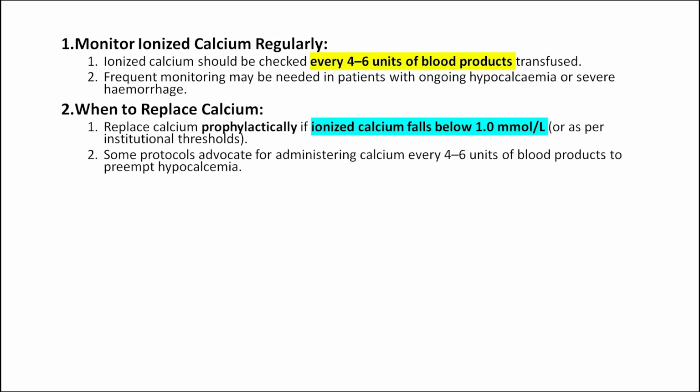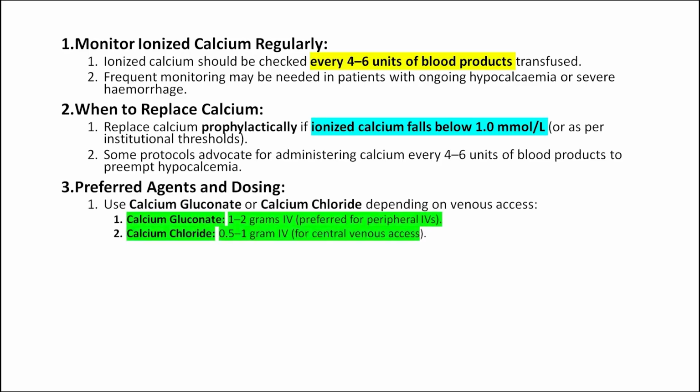There are many ways that we can give calcium, either by calcium gluconate or calcium chloride. Remember, when you're giving calcium chloride, it is for central venous access because it's too painful. Okay, so that is the reason calcium chloride is usually not routinely available. Calcium gluconate is a good enough option. The only advantage of calcium gluconate is it can be given through peripheral IV access. Okay, the dose is 1 to 2 grams for calcium gluconate, and for chloride it is 0.5 to 1 gram IV.